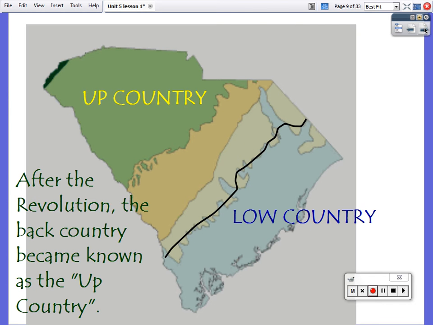After the Revolution, the backcountry becomes known as the Upcountry. I want you to notice on this map how much more area of land the Upcountry has compared to the Low Country. So here's the Low Country, here's the Upcountry.